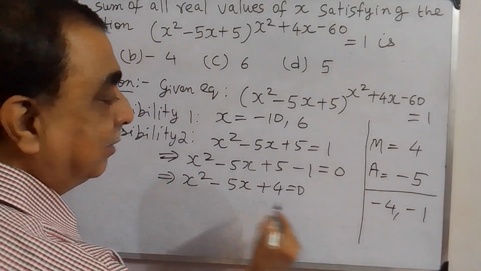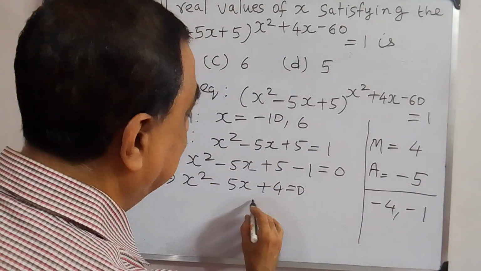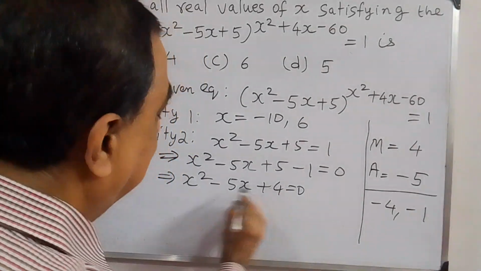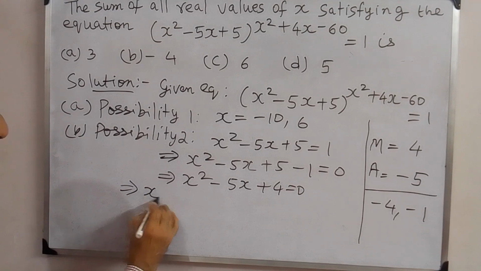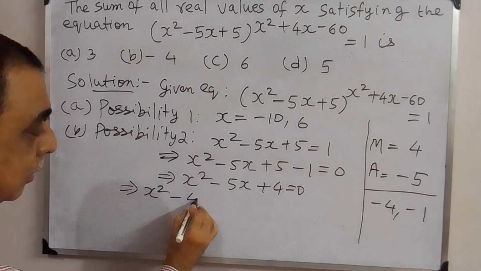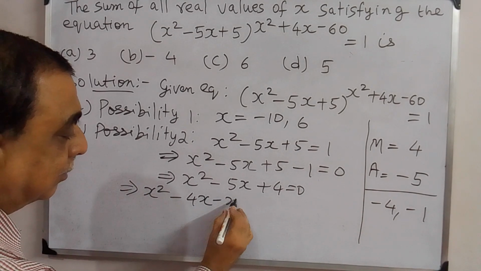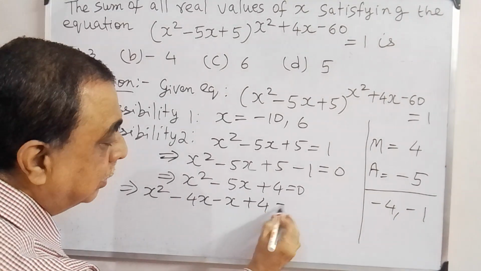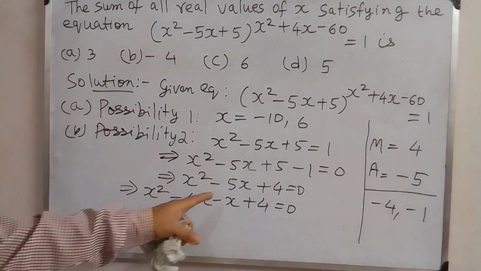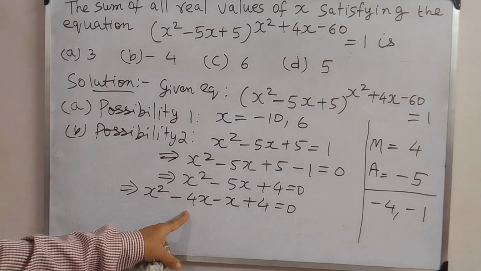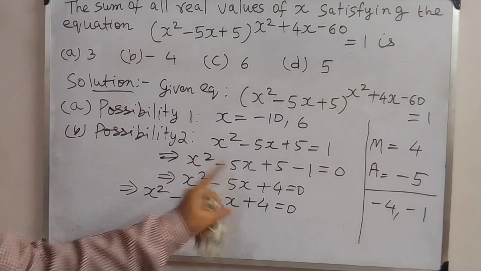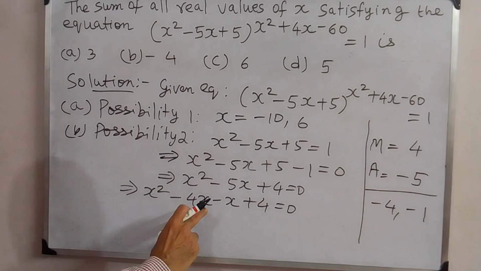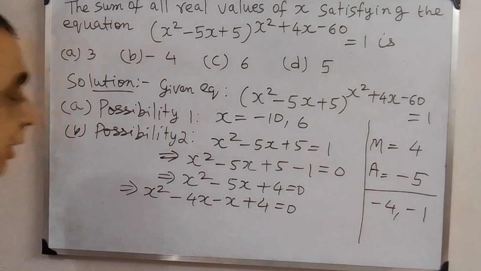So minus 5x I will write as minus 4x minus x, and the last two terms we will copy just as they are. So this will become x squared minus 4x minus x plus 4 equals 0. See, minus 5x I have just written as minus 4x minus x, because minus 4x minus x is minus 5x. So this equation and this equation are identical.